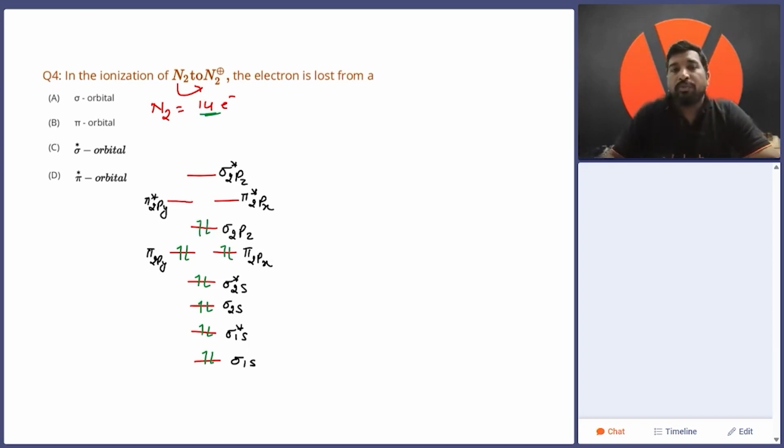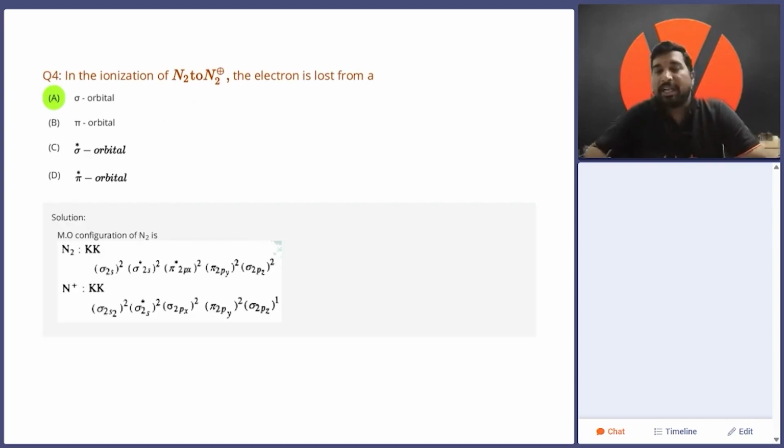Now I want to remove an electron. So from where can we remove an electron? We can remove the electron from the highest energy molecular orbital, and the highest energy molecular orbital is sigma 2pz. So the right answer is from the sigma orbital. So we'll check the answer. Yes, the right answer is A. Now come to the next one.